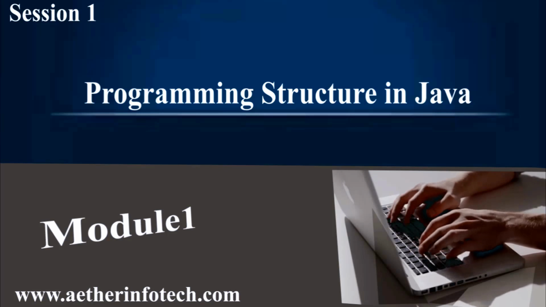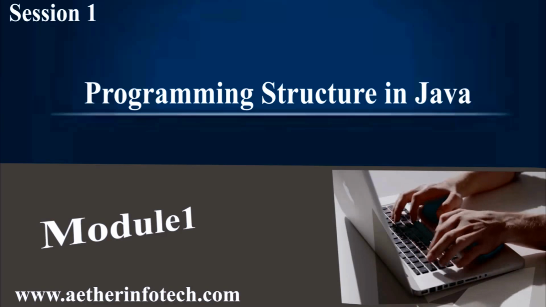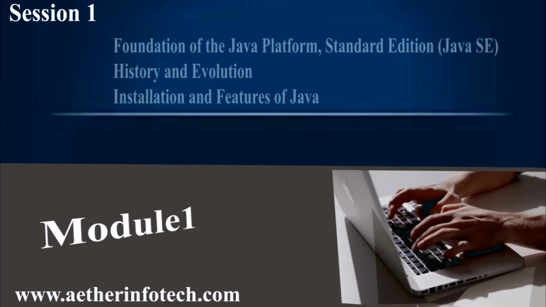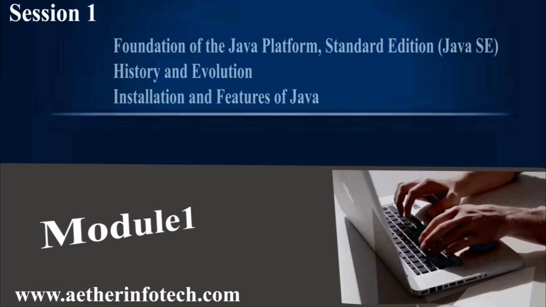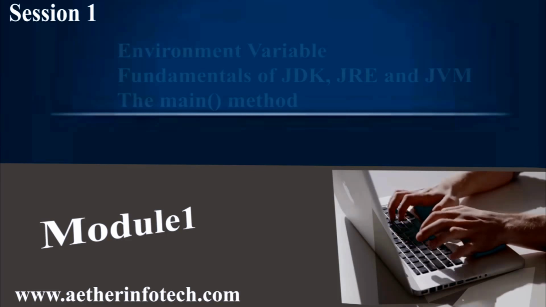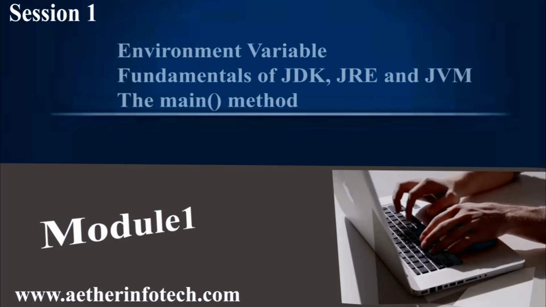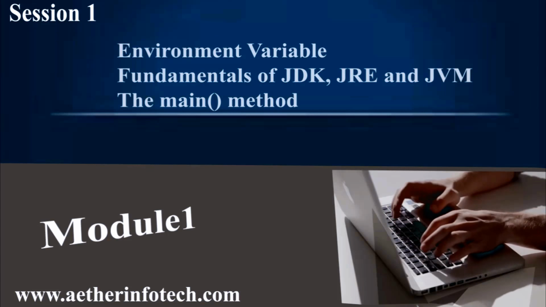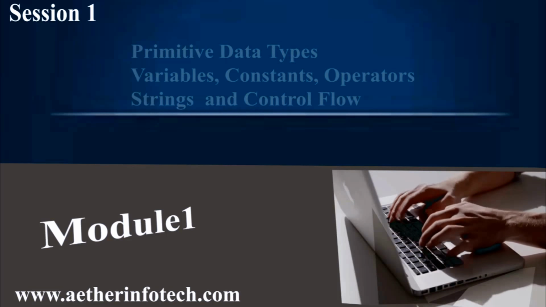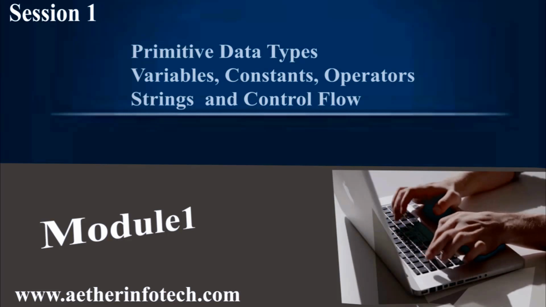In this session we discuss programming structures in Java, and talk about the foundation of the Java platform and a bit of history and evolution. Next is to install and understand features of Java, which make it a very popular programming language with programmers. Further, defining environment variables and making it run, we discuss the fundamentals of JDK, JRE, and JVM. It is very important to understand fundamentals, and hence in this session, we'll discuss primitive data types, variables, constants, operators, strings and control flow.